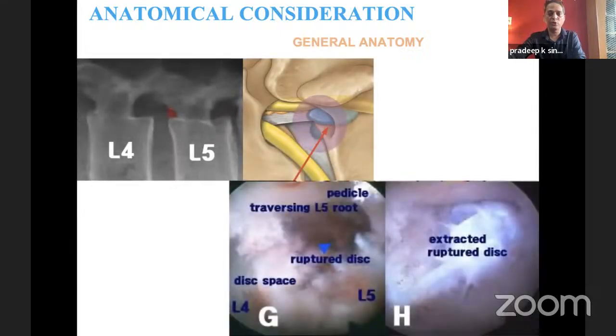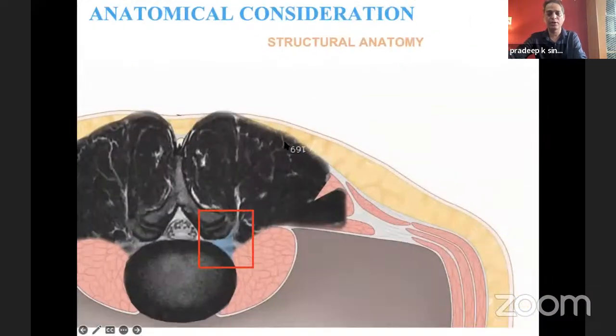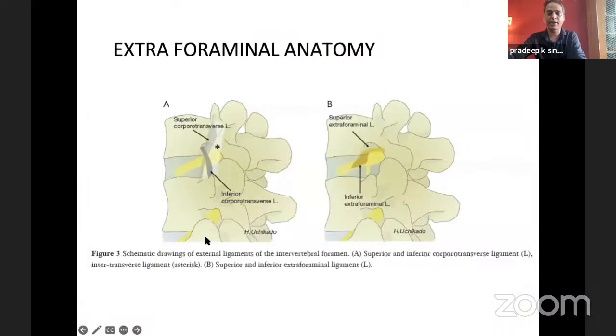This is how you see that endoscopically, right? This is important, and this is an axial view where we are working, which is Kambin's triangle. Extraforaminal anatomy is important once we do transforaminal scopy. We have a lot of ligaments coming from top to bottom. Whenever we try to put the scope in, they come in the way, and you need to negotiate them.